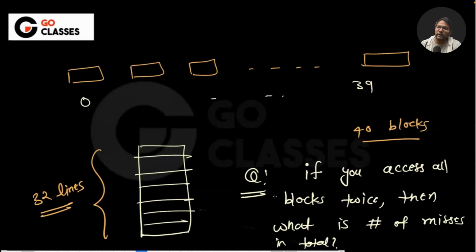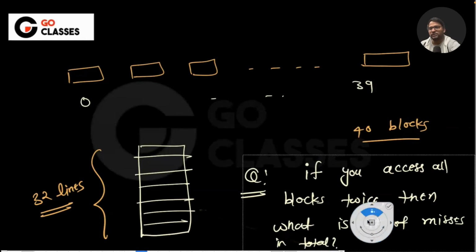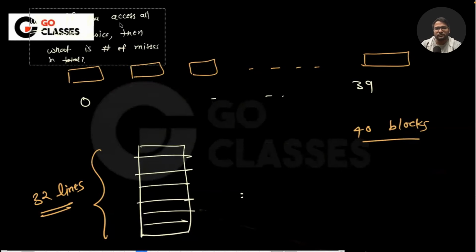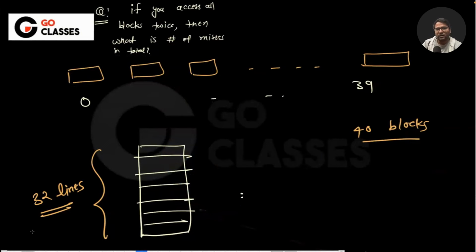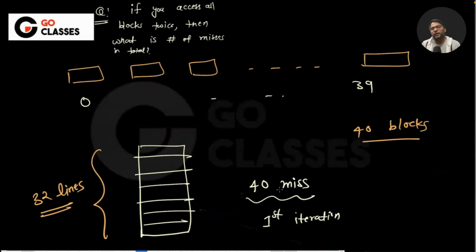Okay. So can you tell me, if you access all of this twice, then what is the number of misses in total? How many misses will you have? In the first iteration, if these are the 40 blocks, how many misses will you have? 40 misses, right? All 40 miss in the first iteration. In the next iteration, what will you have?